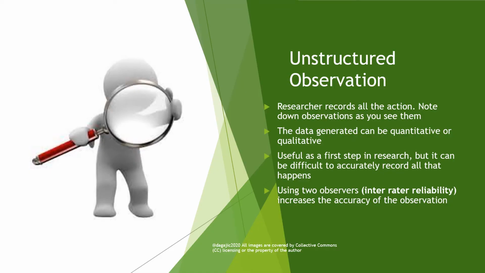So unstructured observation, completely the opposite. So here the researcher just records all the action. So they note down the observations as they see them. And data can be quantitative or qualitative. And it's useful as a first step, but it can be difficult to accurately record all that happened. In an unstructured observation, we often use two observers, which is known as inter-rater reliability, and this increases the accuracy or the reliability of the observation, but we'll talk more about that later.